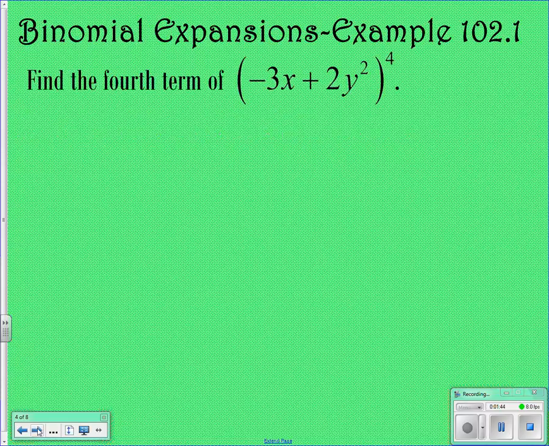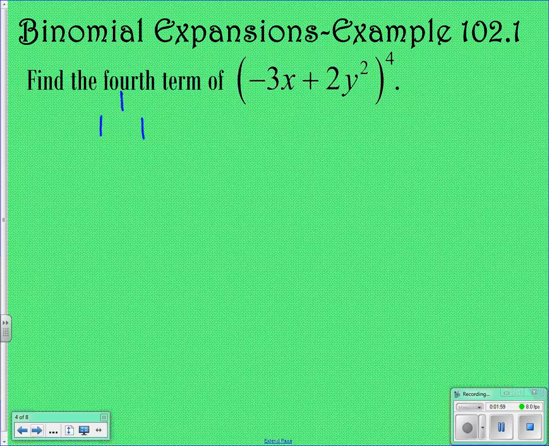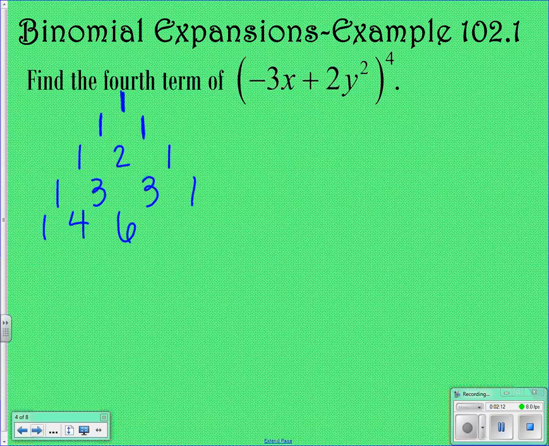We want to find the fourth term of negative 3x plus 2y squared to the 4th. So the first thing we need to do is to draw Pascal's triangle. And we need to go to our 5th row, because this is anything to the 0, and then we have x plus y to the 1st. And that's if it's squared. That's for if it's to the 3rd. And so this is the row that we're going to be looking at.